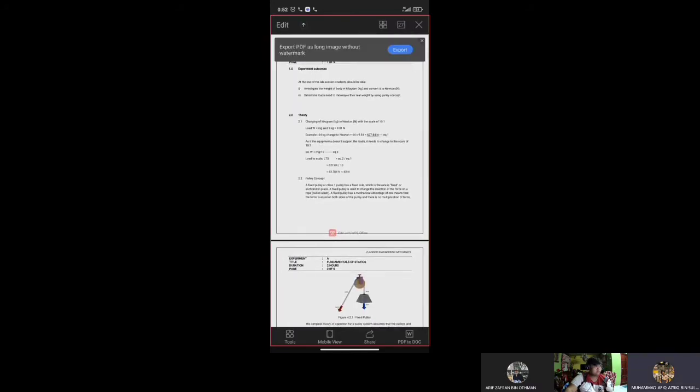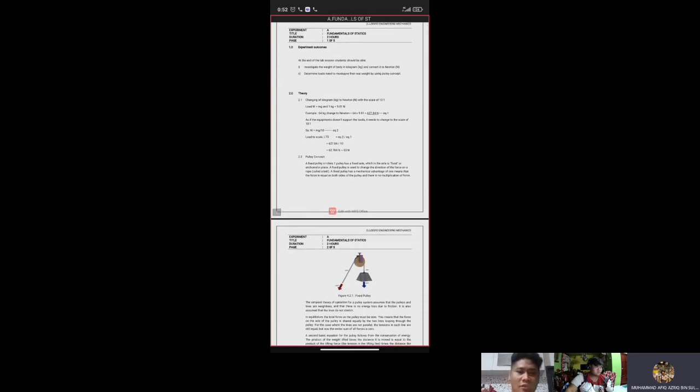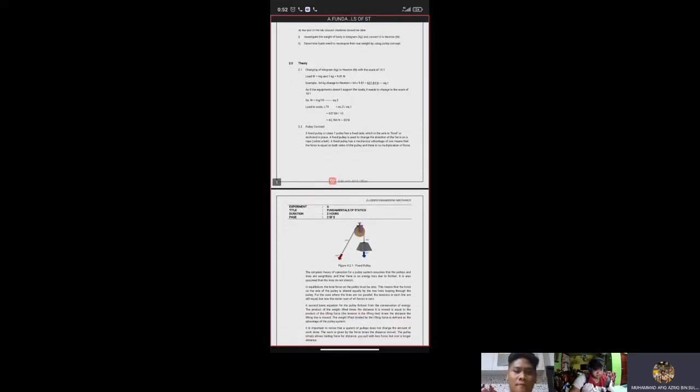Ada di dalam lab Fundamental of Static. Experiment outcome: at the end of the lab session, students should be able to investigate the weight of body in kilogram and convert it to Newton. Then, number 2, determine the load needed to lift the real weight by using the pulley concept. Changing of kilogram (kg) to Newton is a scale of 10 to 1.